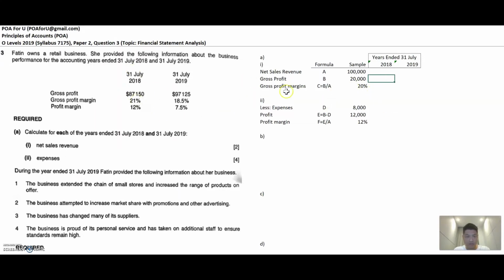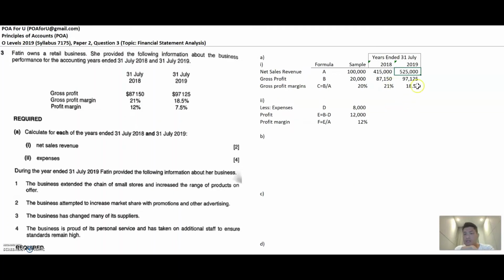So you've got certain information like the 2018 gross profit is 87,150, and 2019 is 97,125. Gross profit margin is 21%, and here it's 18.5%. So you can get your sales revenues here, right? If gross profit margin is gross profit divided by sales revenues, then sales revenues is gross profit divided by gross profit margin. So that's your number.